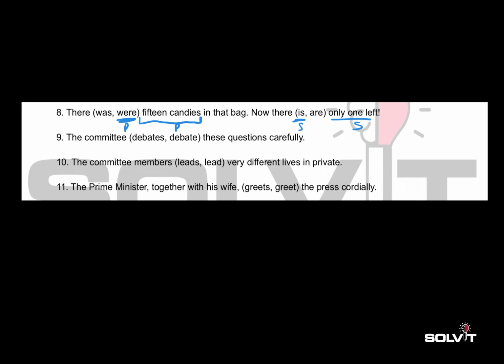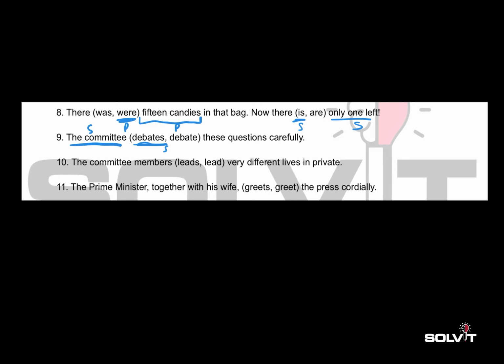Okay, let's look at number 9. The committee debate these questions carefully. So we just did this in the 12th rule. So the committee is singular, and so we're going to use the word debates, which is singular. Okay, the committee debates these questions carefully. Let's look at number 10.